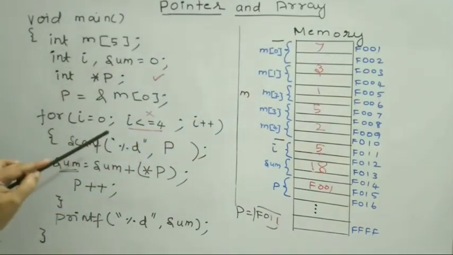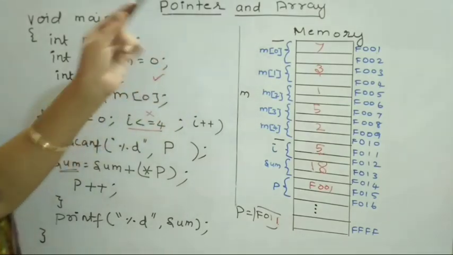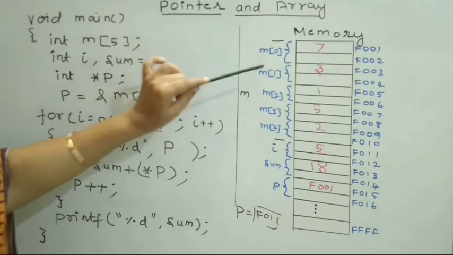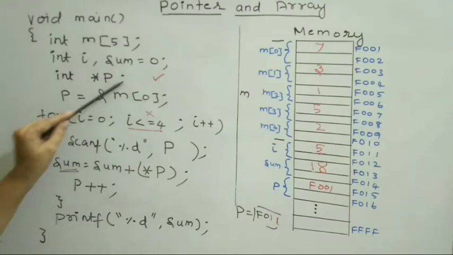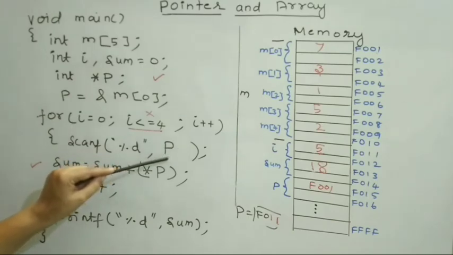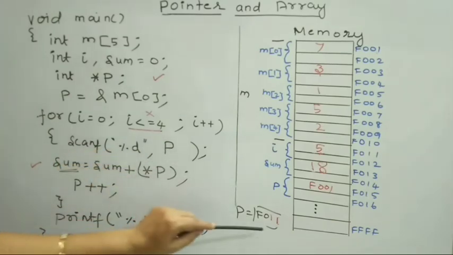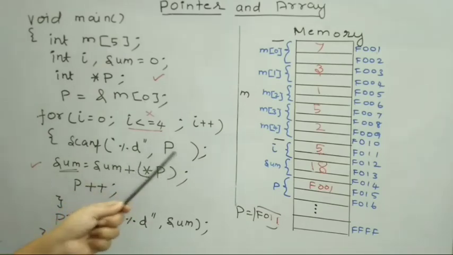If I want to get the address of this element, that is ampersand m of 0, or else the name of the array itself specifies the base address. So base address is assigned to a pointer variable. P is a pointer variable since it is prefixed with star. The content of a pointer variable can be a memory address. So the base address, that is a memory address, is assigned to P. Okay. Within this for loop, I am getting value for the individual element of this array using this pointer variable. The pointer variable is going to hold a memory address. Using this scanf statement, if I get any integer value, that is assigned to this memory address.